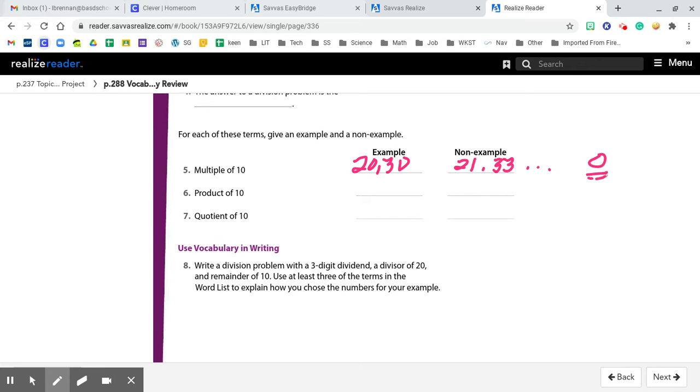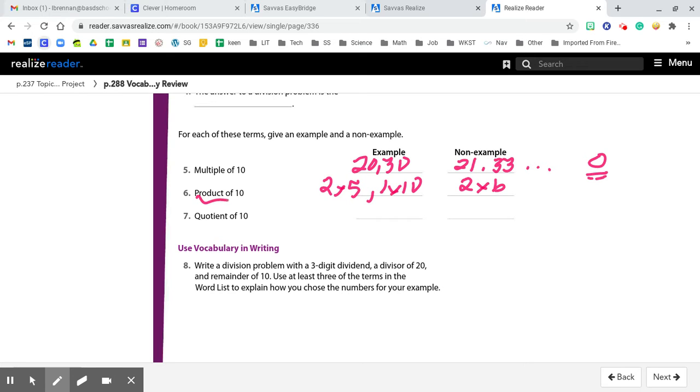A product of 10. Okay, sorry. All right. 2 times 5 will give you a product of 10. 1 times 10 will get you a product of 10. 2 times 6 will not get you a product of 10. It will get you 12. Remember, product is the answer to a multiplication problem.